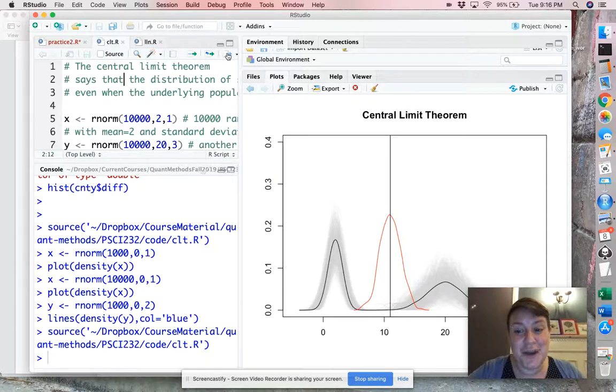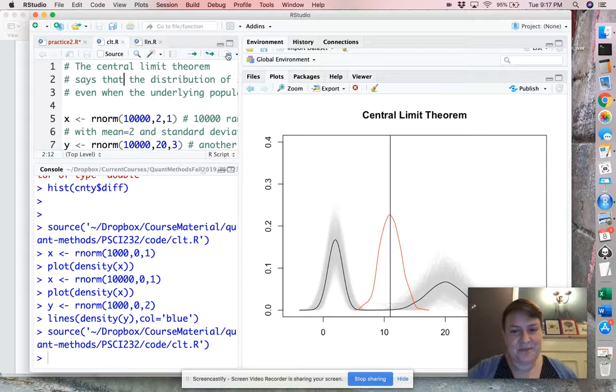To remind you one more time, the heavy black curve is the population that I made up. The many thin gray lines are samples from that population. And the red curve is the distribution of the means of those samples. Fun, right? No, not fun? Okay, well, guess what? I don't care. Okay.